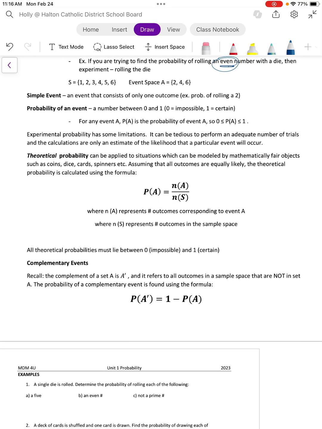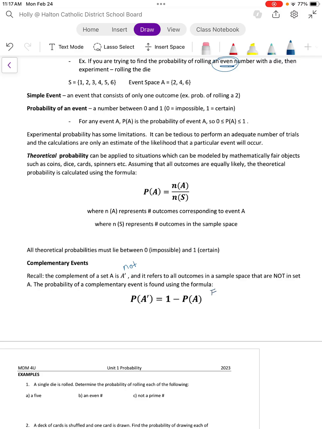Just a reminder back to complementary events. So the complement of set A is A naught. So that little tick at the top there means A naught. It's basically everything that's not in A. It refers to all outcomes in a sample space that are not in the set A. The probability of a complementary event is found using the formula P of A naught is equal to 1 minus P of A. It's pretty straightforward, logical thinking. If I have an event, the probability of it not happening is 1 minus the probability of it happening.